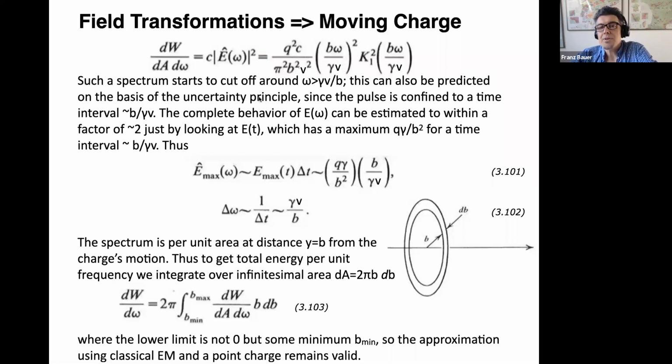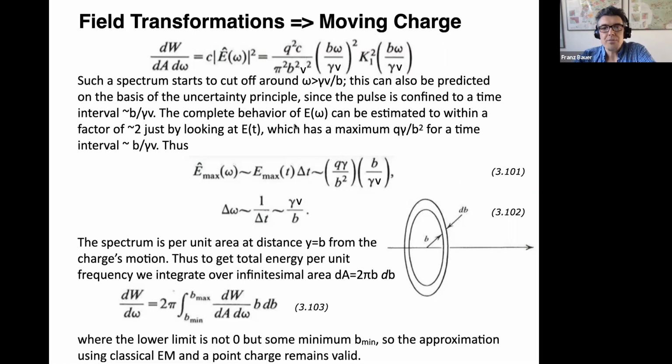And this can also be predicted by the uncertainty principle, but what it means is that the pulse is confined by a given time, a given interval here. And so we should have a cutoff which is proportional to that, or proportional to the inverse of that.